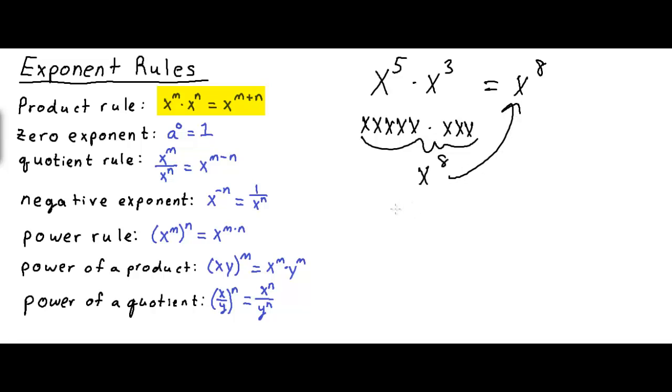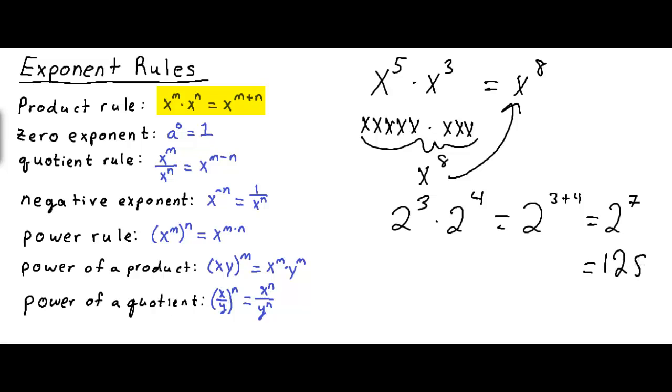So let's look at an actual number situation. 2 cubed times 2 to the fourth. Again, we add these exponents together, so we get 2 to the 3 plus 4. What is 3 plus 4? We get 7. So 2 to the 7th power. Now that we actually can simplify this, what is 2 to the 7th power? If you don't know, we've got calculators. And it ends up being 128.